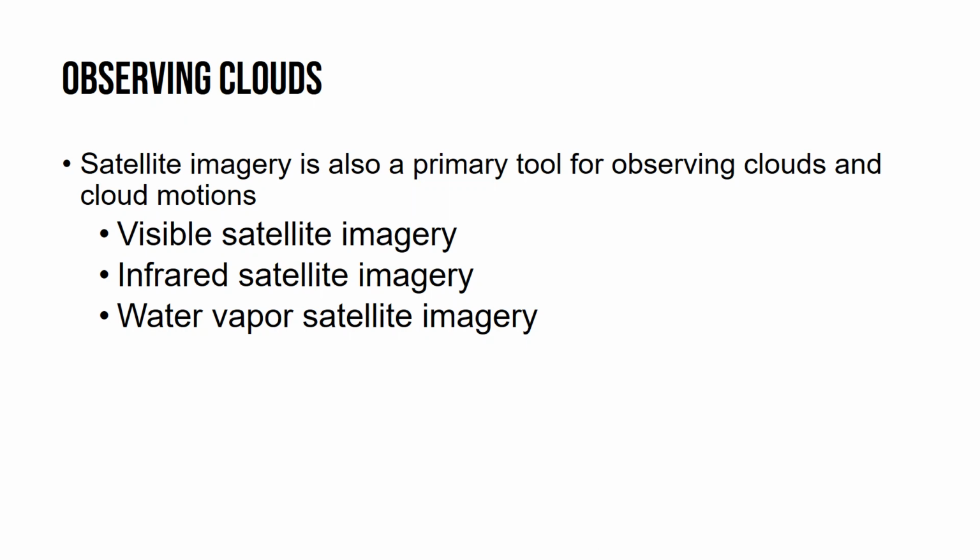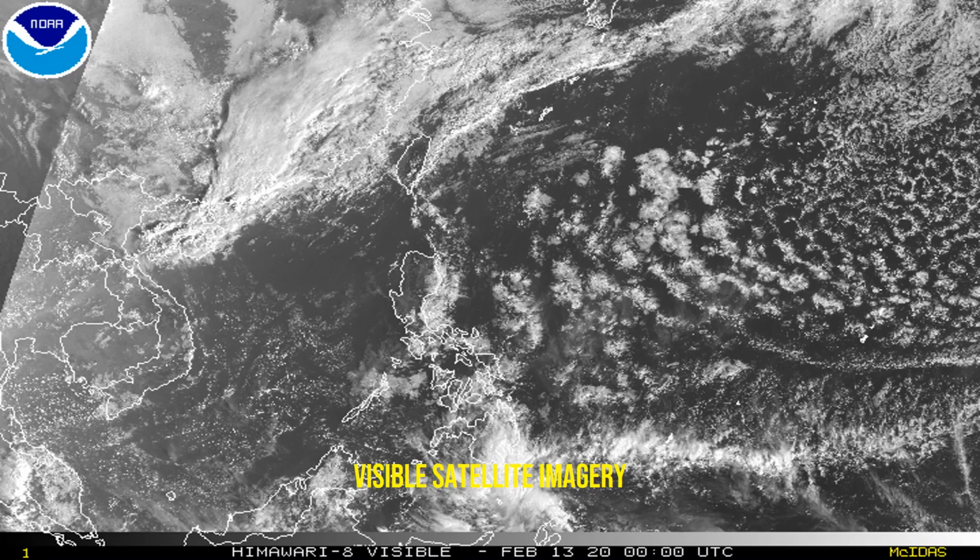Also, we can observe clouds using satellite imagery. So this is now one of the primary tools for observing clouds and their motion. So we have visible satellite imagery, infrared satellite imagery. We also have water vapor satellite imagery. So for example, this one.